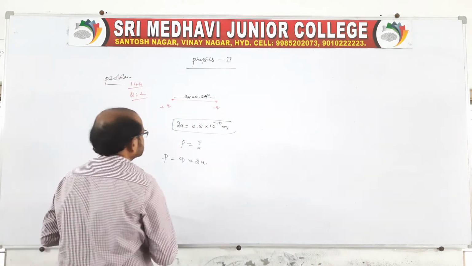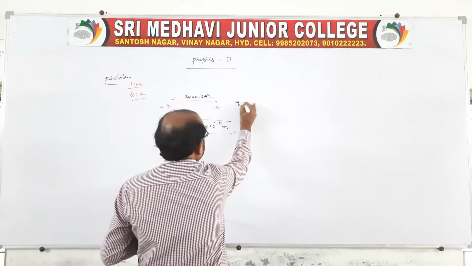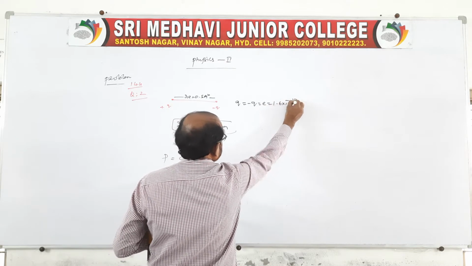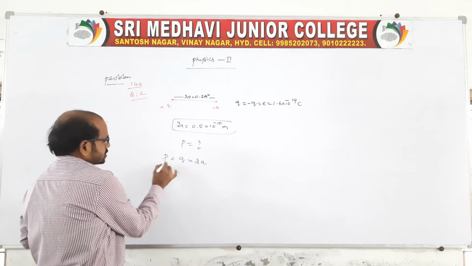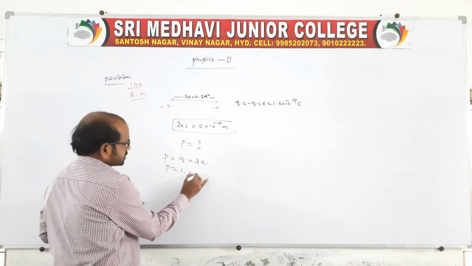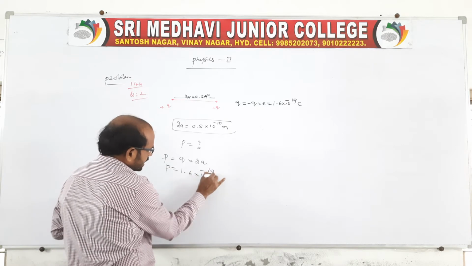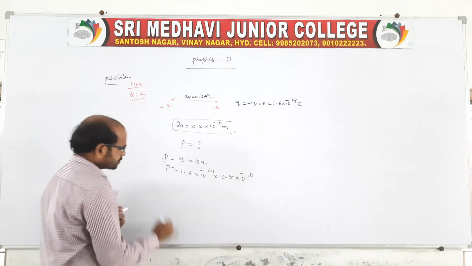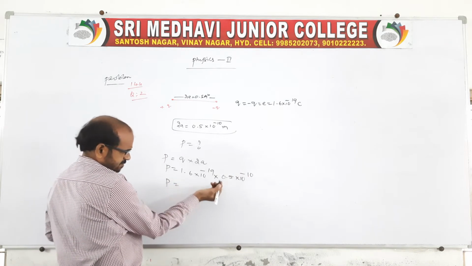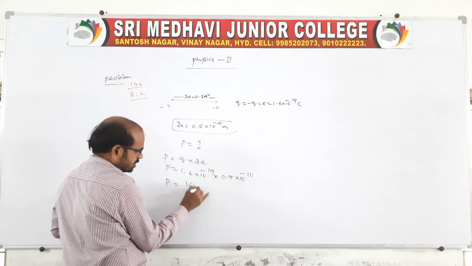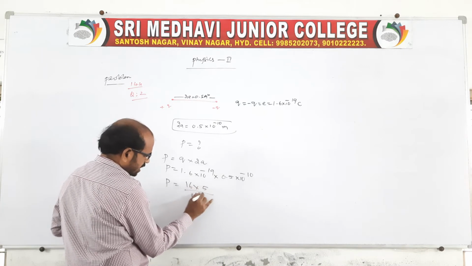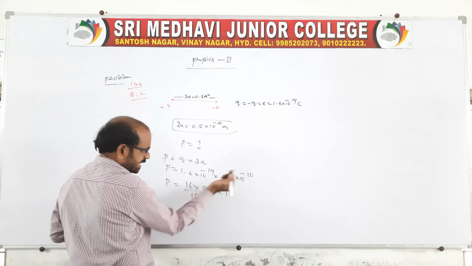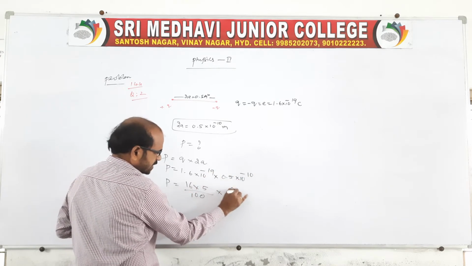This is a previous chapter question, but unfortunately it was given in this chapter. So we know q, the charge of electron or proton, plus q or minus q, is 1.6 into 10 power minus 19 coulombs. So p is equal to 1.6 into 10 power minus 19 into 2a, which is 0.5 into 10 power minus 10. Simply, it is 16 into 5 by 100 into 10 power minus 10 minus 19.